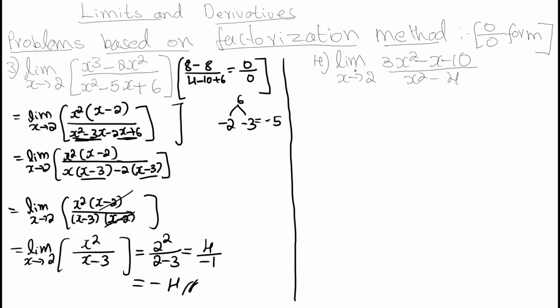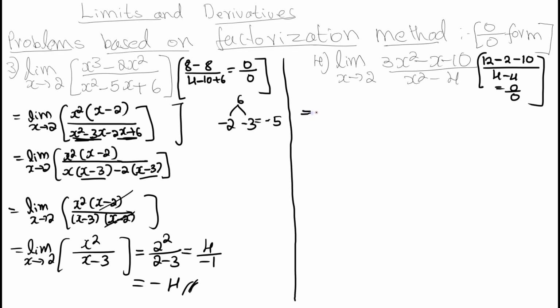See the next question. Limit x tending to 2, 3x square minus x minus 10 divided by x square minus 4. If you substitute the limit value directly as 2, 3 into 4, I will get 12 minus 2 minus 10, that is 12 minus 12, it's equal to 0. Denominator, see, 2 square is 4 minus 4, clearly it's equal to 0. So it is a 0 by 0 form. So we need to simplify the numerator and the denominator, so that we can cancel some terms. Later we can apply the limits.